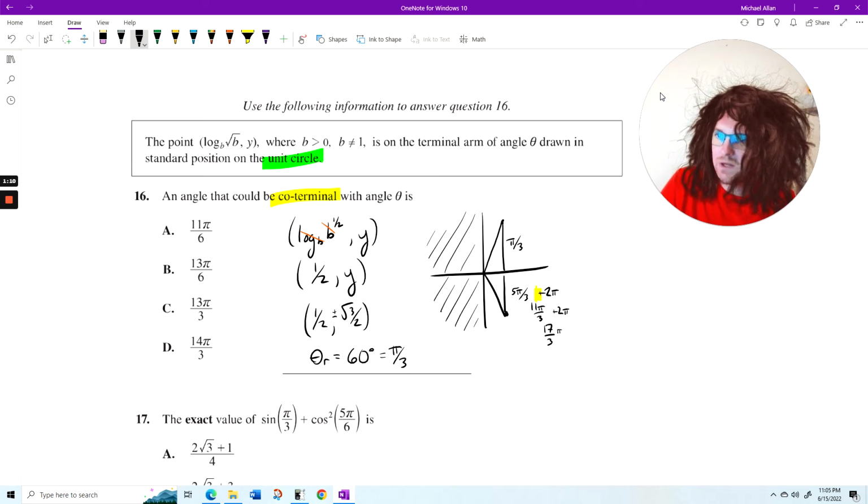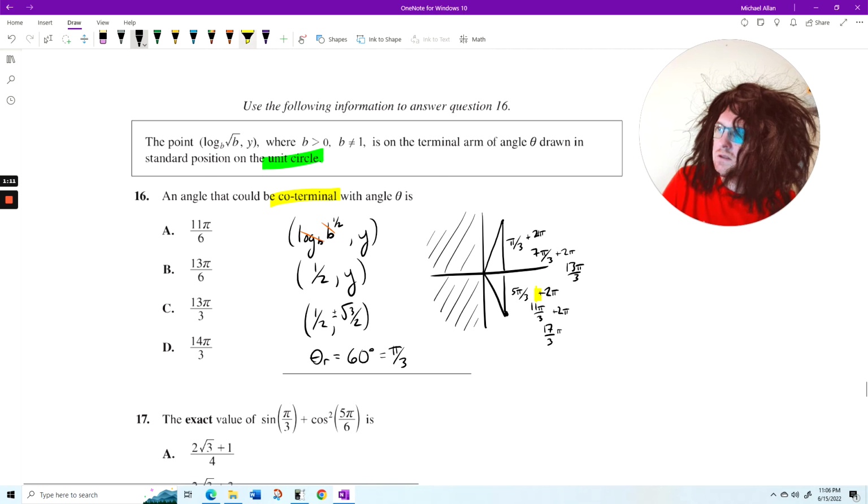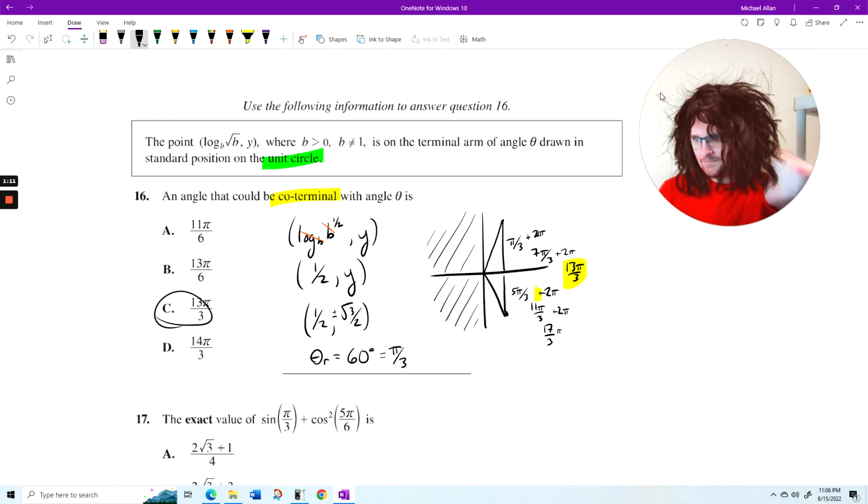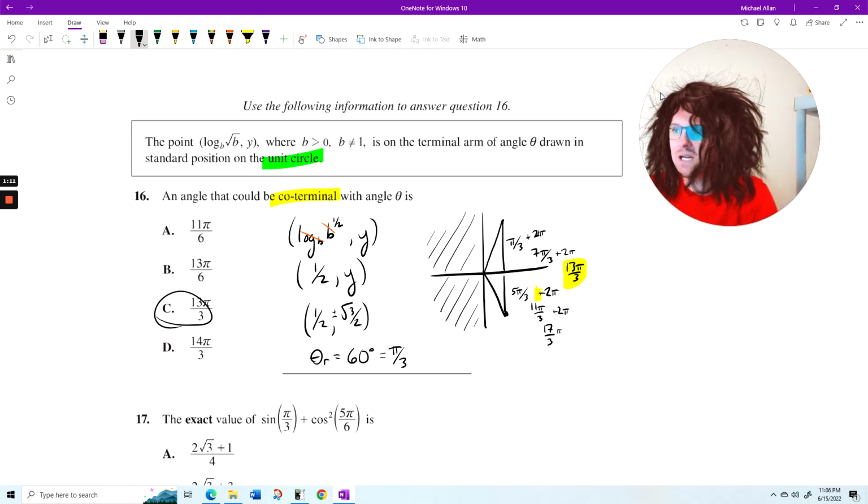Okay, so I'm going to do the same thing with the other one. I'm going to add 2 pi to it. This is going to be 7 pi over 3. That didn't work too well, so I'm going to add another 2 pi. 7 plus 6 is 13 pi over 3. So there is one of my coterminal angles right there. So it's going to be that one. Cool. I'm just going to keep on adding 2 pi, and if their answers are negative, I just subtract 2 pi.